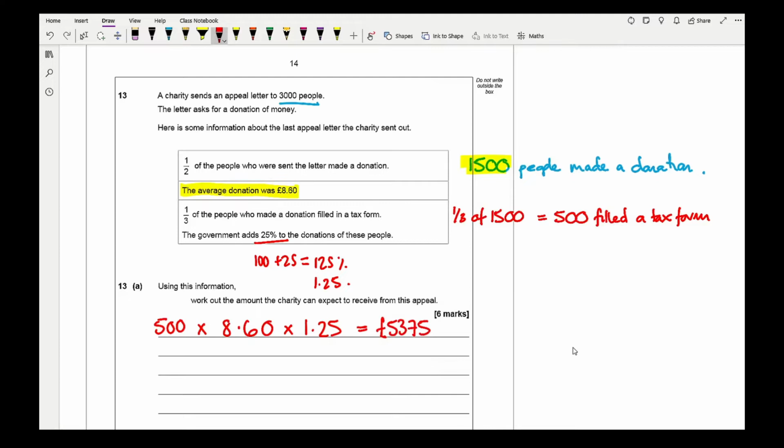5375. Now they are the people who filled in the tax form and got the government bonus. So if there were 1,500 people that made a donation, 500 of them got the government bonus. That means just 1,000 of them didn't get that bonus. So what I need to do is 1,000 times £8.60, which is 8,600.